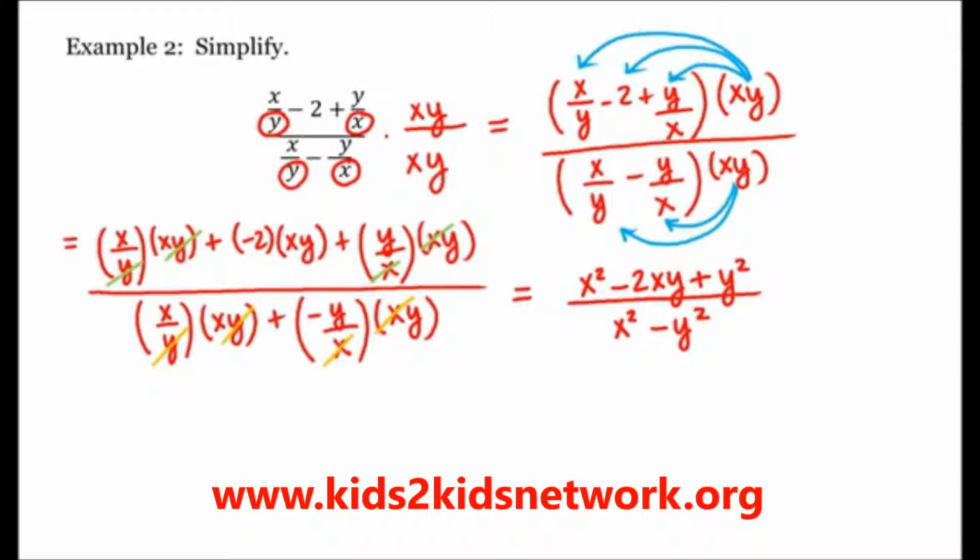And now we can factor. Namely, this is equal to (x minus y) quantity squared divided by, and the denominator is the difference of two squares, which factors into (x minus y) times (x plus y).